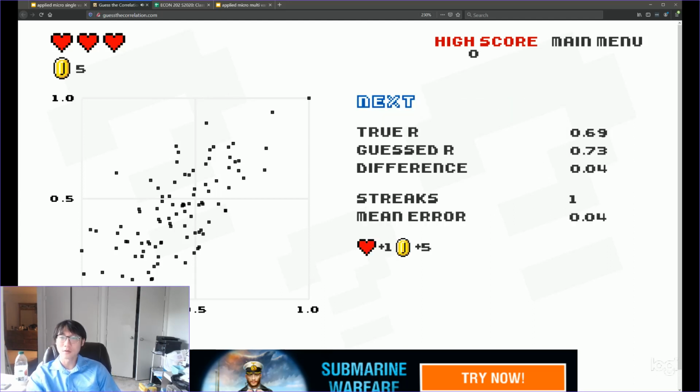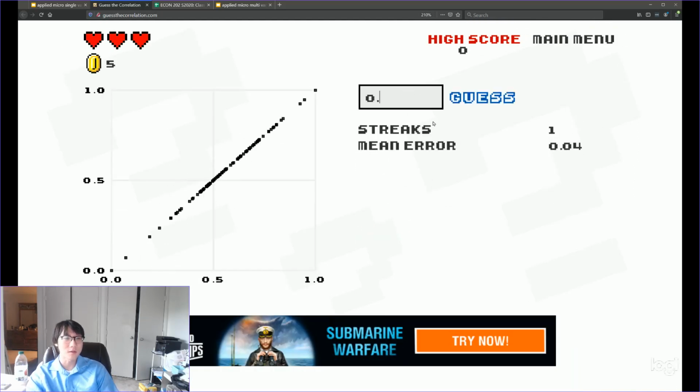Okay, so it looks like the true value, this R, often this correlation coefficient is denoted R. Okay, so it looks like I was pretty close. So the true correlation was 0.69. Okay, so let me try again. I'm going to click next.